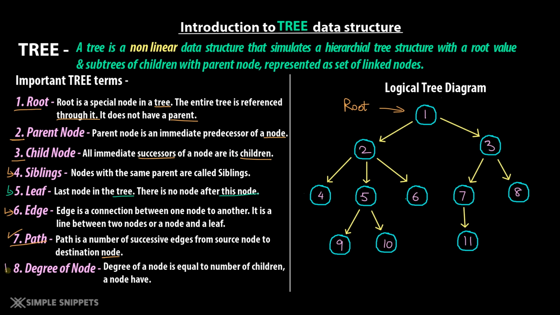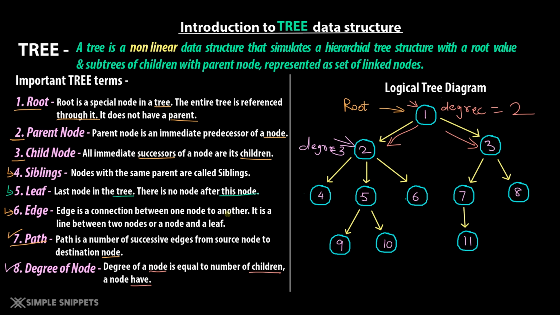The next term over here is the degree of the node. So what is the degree of a node? The degree of a node is equal to the number of children a node has. If you try to calculate the degree of the root node, you simply count the direct children it has. We have node 2 and node 3 as children of node 1, so the degree will be equal to 2. It's simply the number of children one particular node has. If you calculate the degree of node 2, node 2 has 3 children, which are 4, 5 and 6. So here the degree is going to be 3.